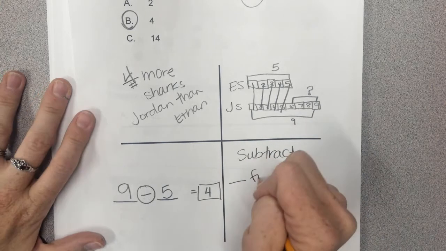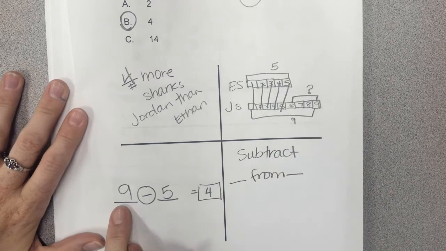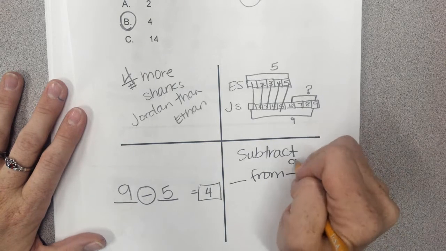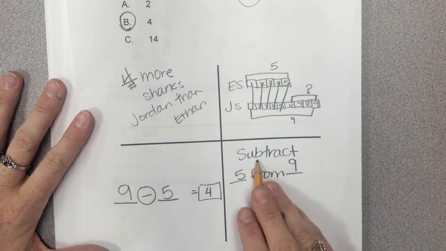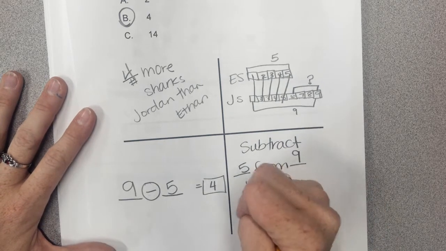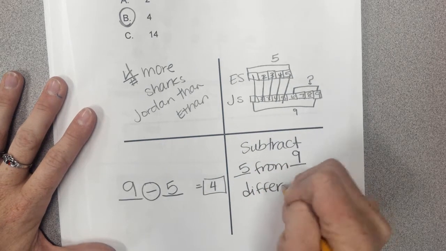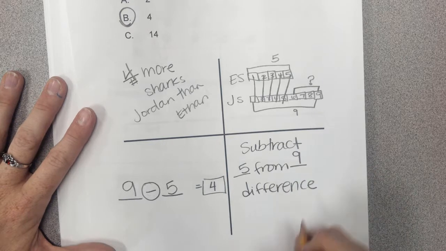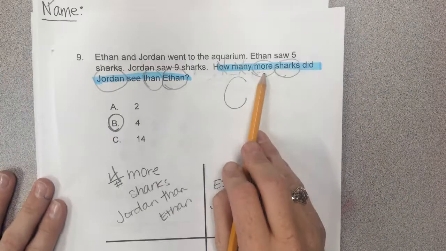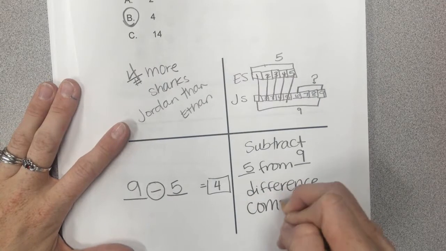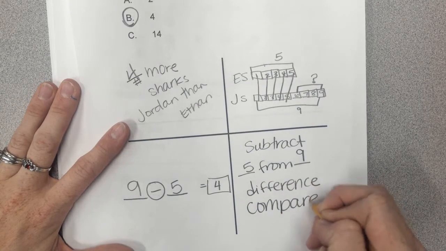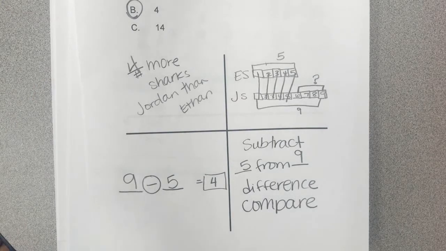And I say blank from blank. 9 goes last. 5 goes first. When I say subtract, that is a big word, so I need the word difference. And how many more means compare. C-O-M-P-A-R-E. This is called compare.